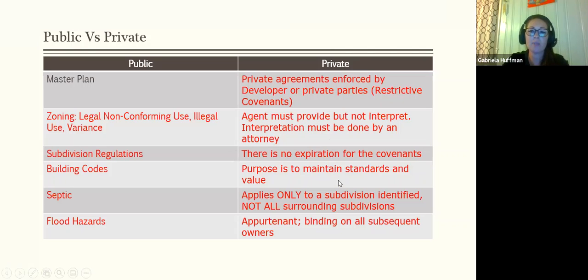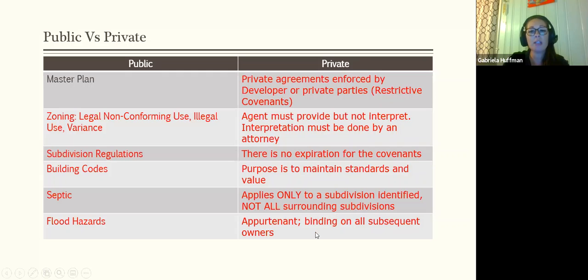There is no expiration date for covenants. The purpose of these restrictive covenants is to maintain standards and value, and they apply only to the subdivision identified, not all surrounding subdivisions. You may have very large neighborhoods that have several HOAs or restrictive covenants within one neighborhood. Therefore, those restrictive covenants will only apply to that particular subdivision in that large neighborhood, not all surrounding subdivisions.